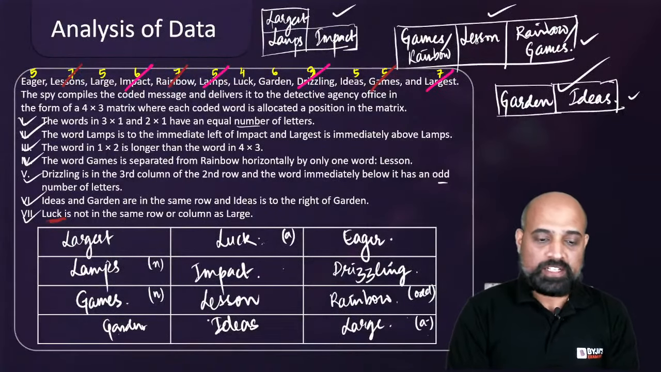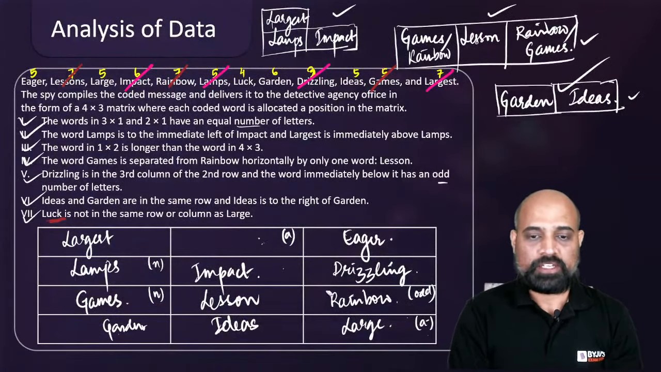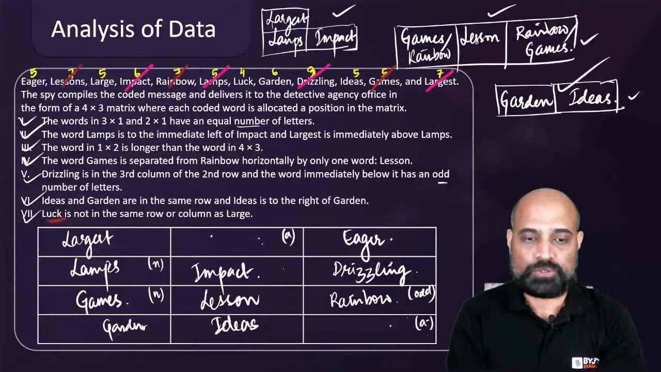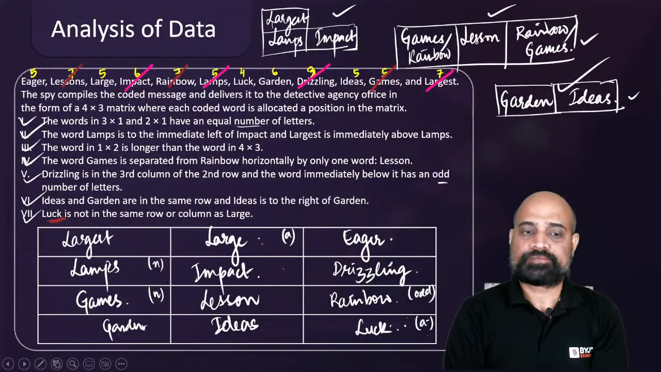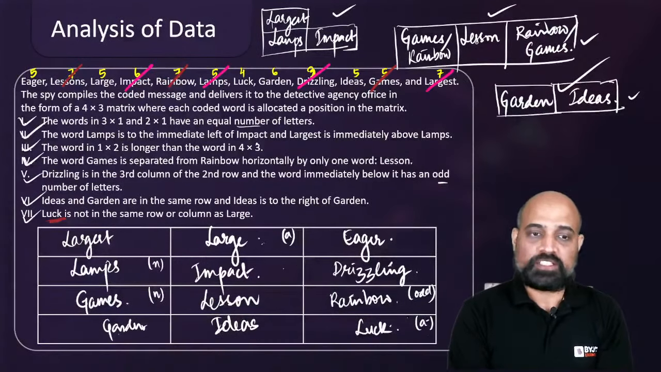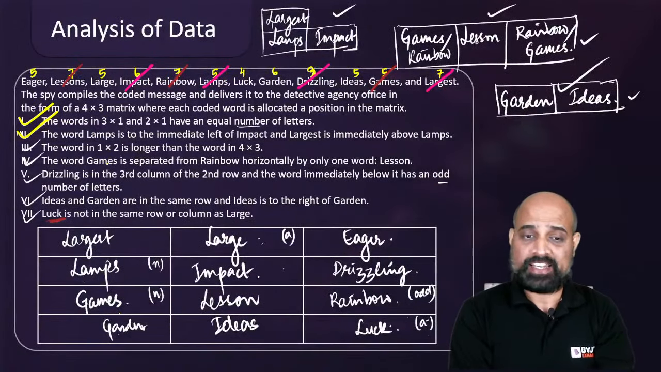Luck and large should be interchanged, because this one has more letters and this one has fewer. So large should go there and luck should come here. Now this is fine, lesser number of letters. The first statement says the words in 3x1 and 2x1 have an equal number of letters. So 5-letter word, 5-letter word. Perfect. The word lamps is to the immediate left of impact. Yes. And largest is immediately above lamps. Yes.